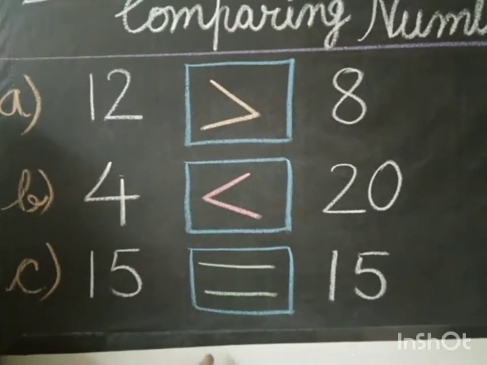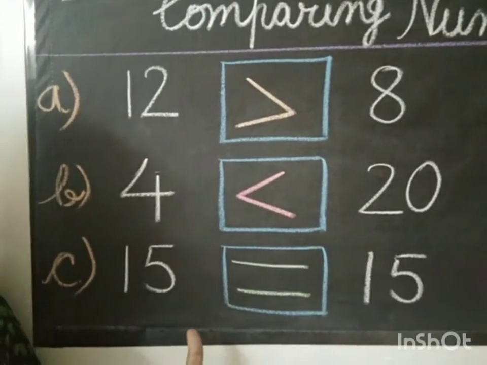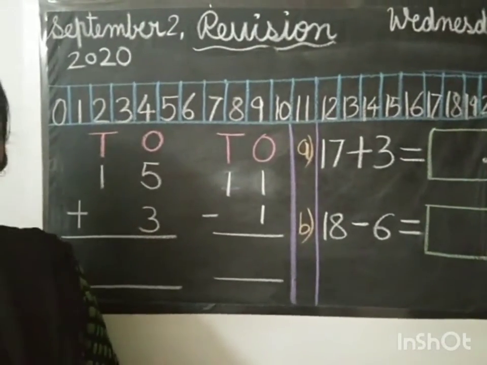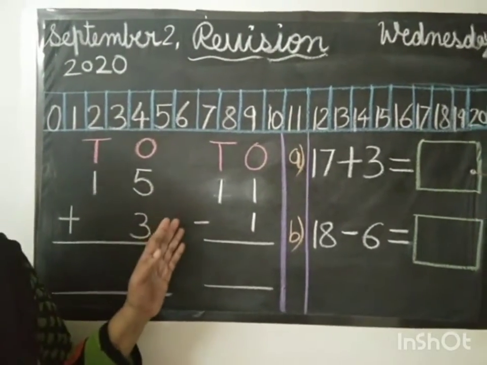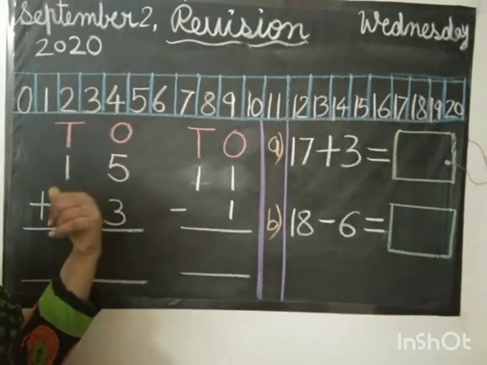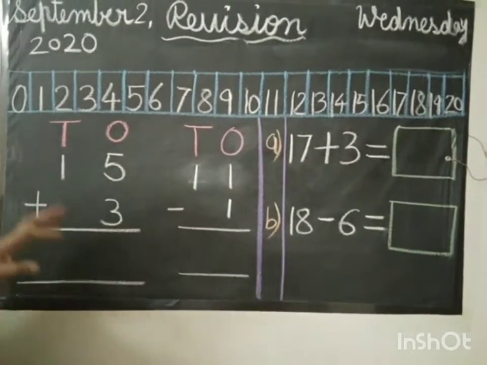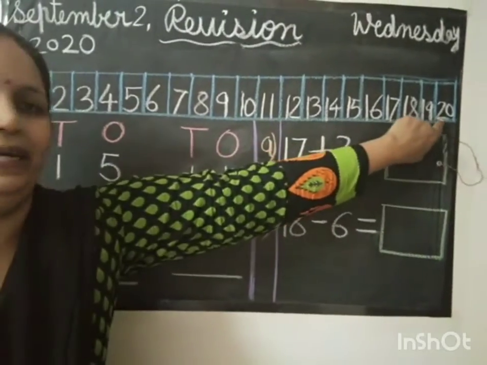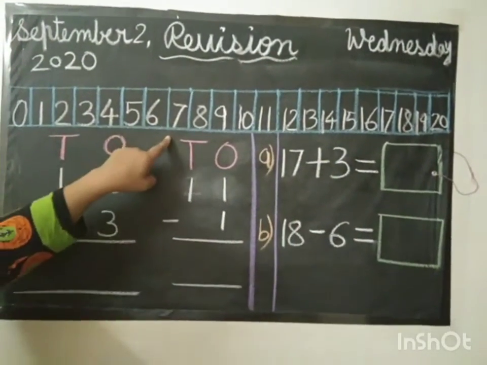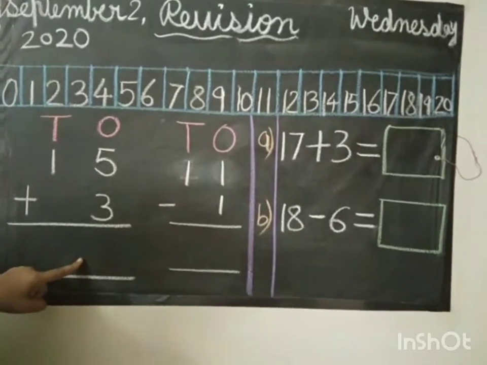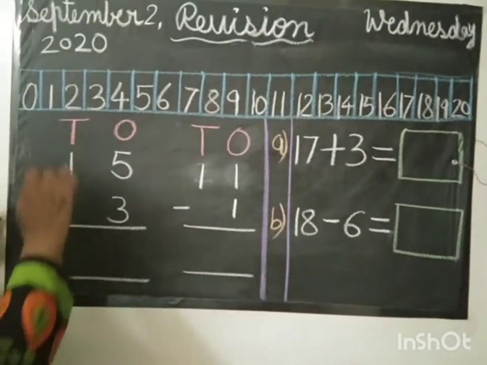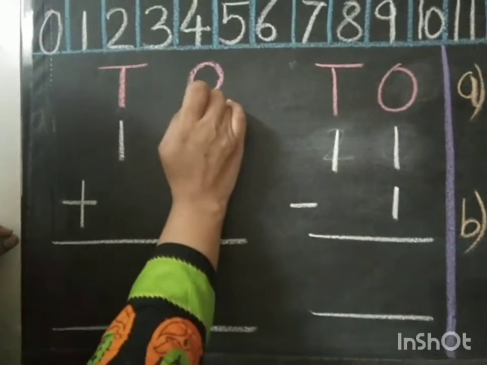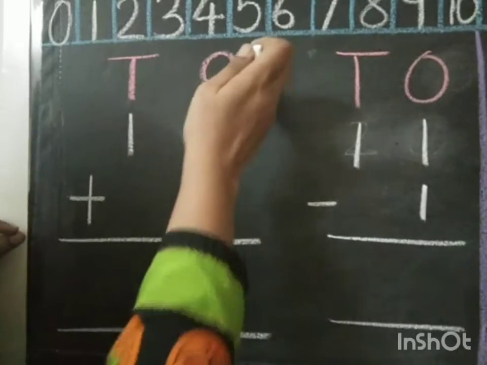Now we will revise place value, tens and ones. Okay. Now we will understand how to use number strip to add and subtract. First of all, this is the number strip that is from 0 to 20. We will use this number strip to add these numbers. You can see here I have written T and O. T stands for tens and O stands for ones. Okay. This is the place.